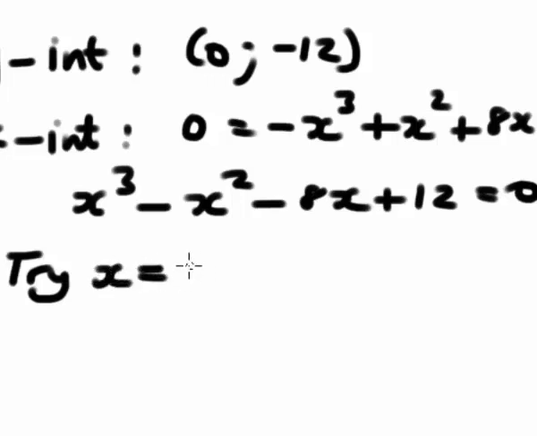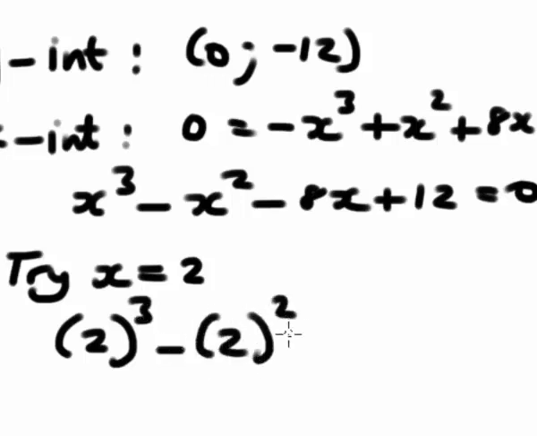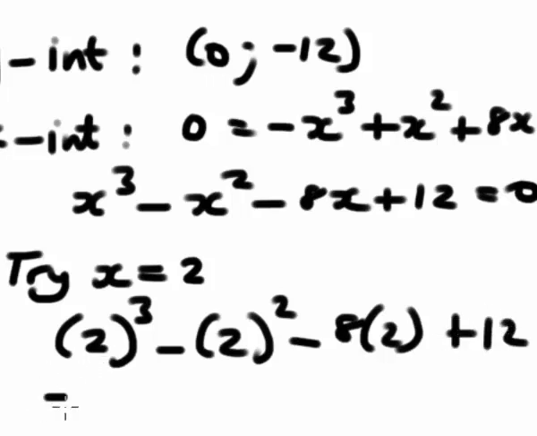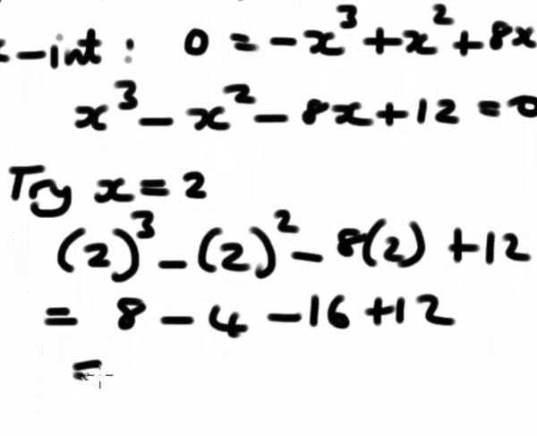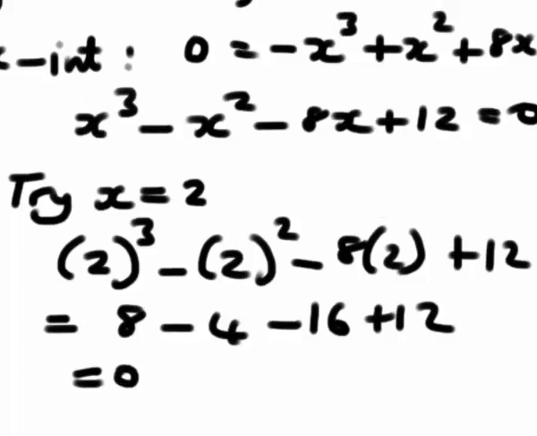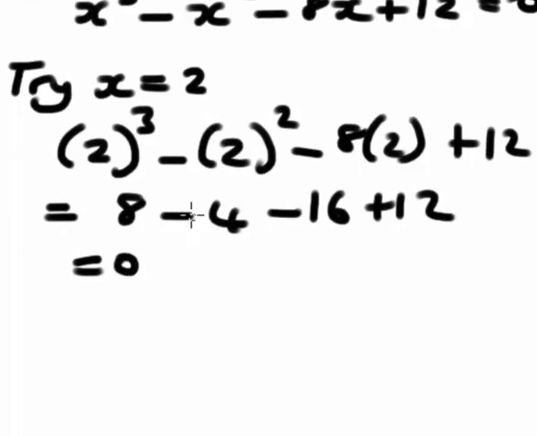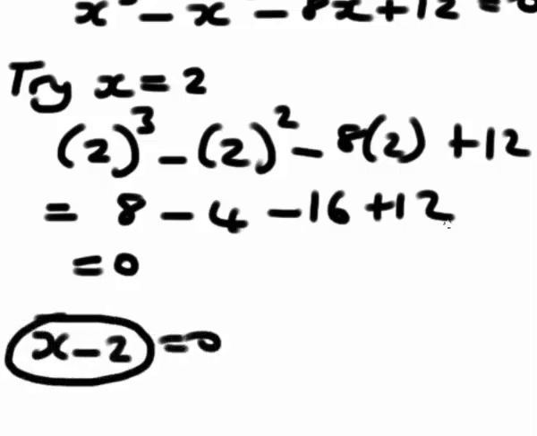Let's have a look at x equals 2 and see if that works for us. So that's going to give me 2 cubed minus 2 squared minus 8 times 2 plus 12. So what does that give us? 8 minus 4 minus 16 plus 12. Well, 4 minus 16 is negative 12, plus 12 is of course 0. So what do we have there? We've got a factor here, which is x minus 2 equals 0. Great. Now we can solve the cubic.